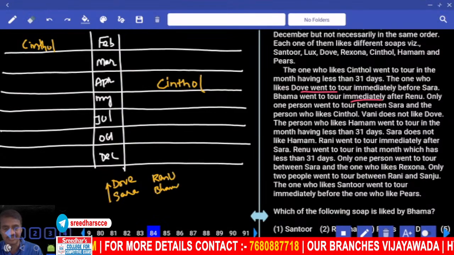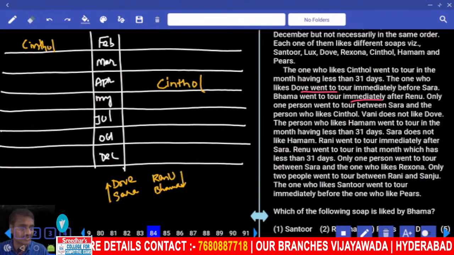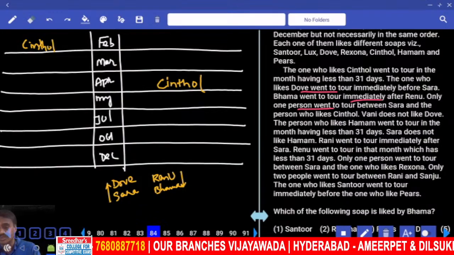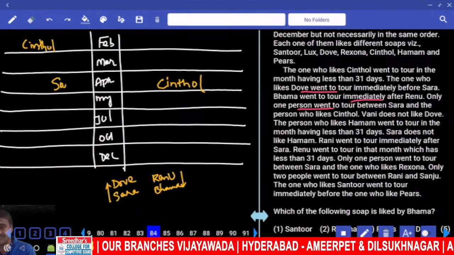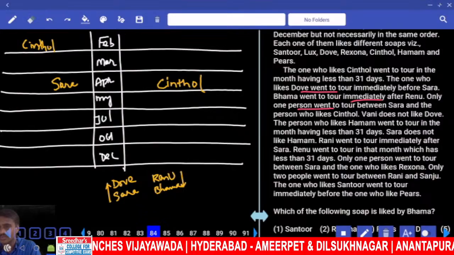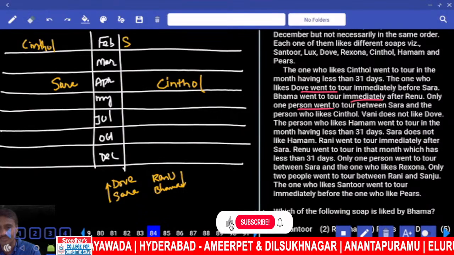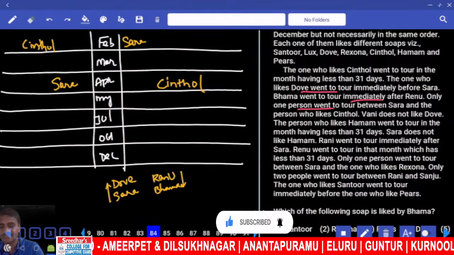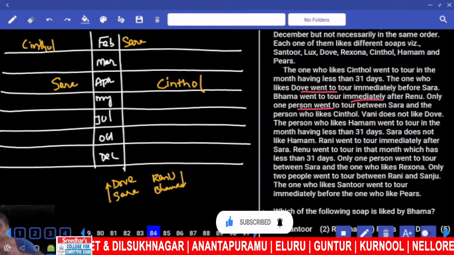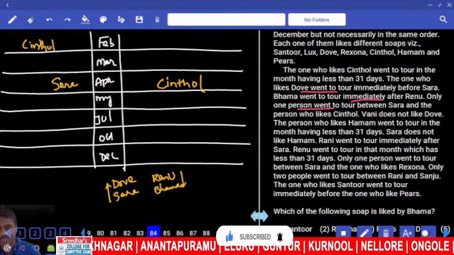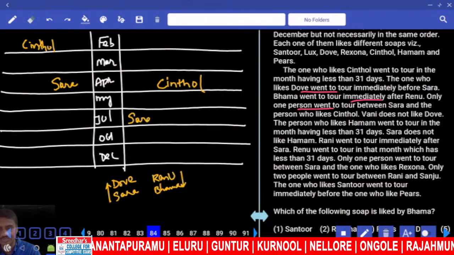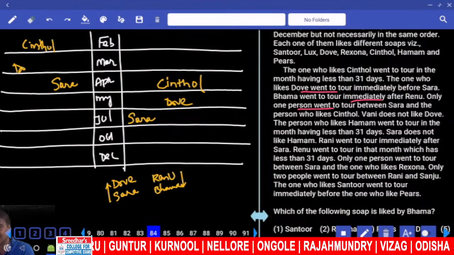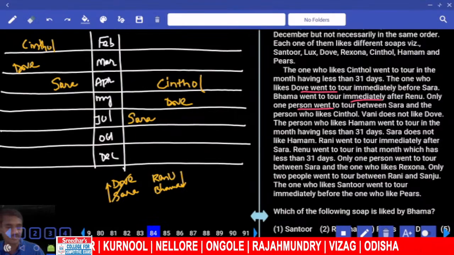And Bama is immediately after whom? Immediately after Renu. The next one, only one person between Sarah and Synthol. Now, Sarah and Synthol, there is exactly one person in between. Clear? Can you have Sarah at this place? No. If Sarah is here, immediately before this Sarah we need to have Dove, which is not possible, so Sarah must be here. The one immediately before Sarah likes Dove. Now we are done with this information.